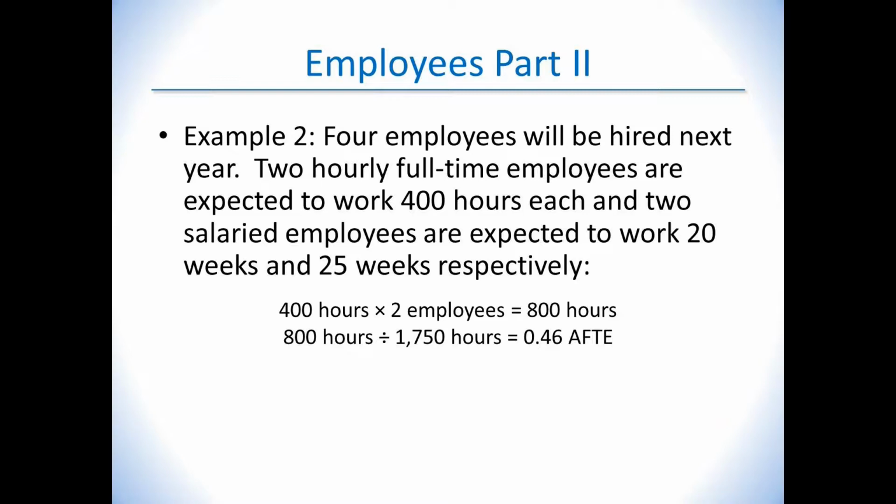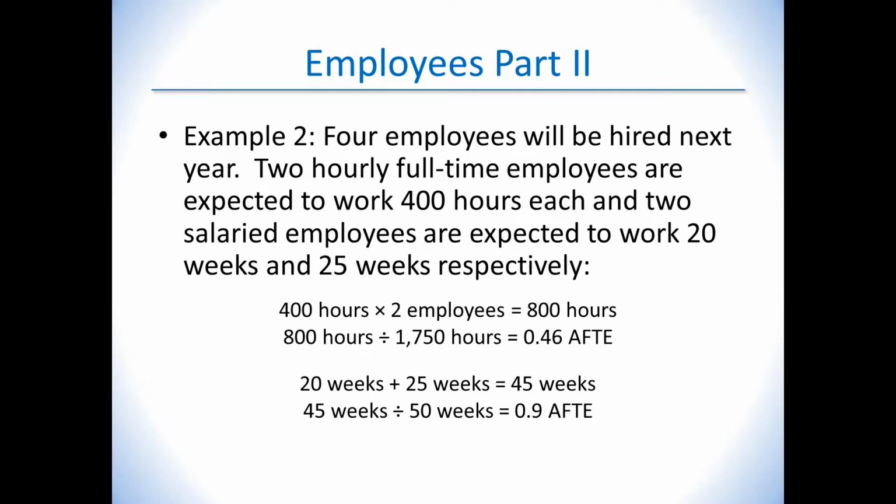Then we find the AFTE for the salaried employees. 20 weeks plus 25 weeks equals 45 weeks. 45 weeks divided by 50 weeks gets us 0.9 AFTE. Finally, we add the two together to reach 1.36 AFTE.